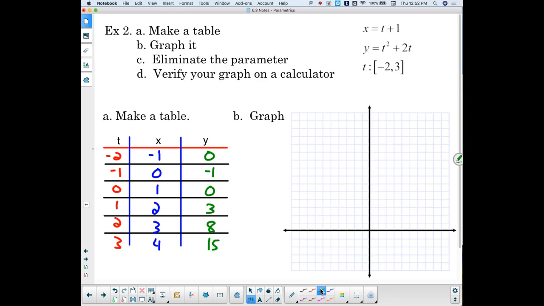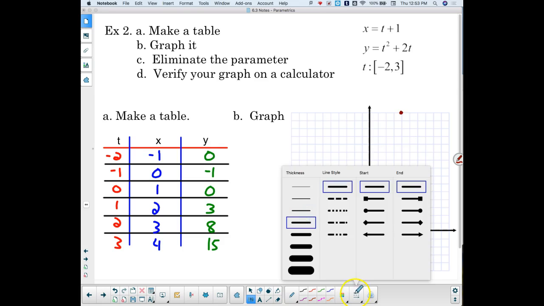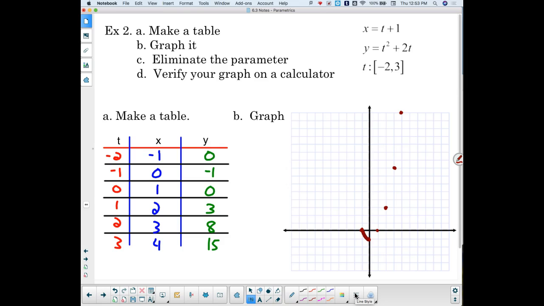Graphing those, I got here, here, here, 1, 2, 3, 4, 5, 6, 7, 8, 15. So I get that. I know I want to put an arrowhead on that, and I want to keep going past it, but no mas. Okay? So that's my picture.